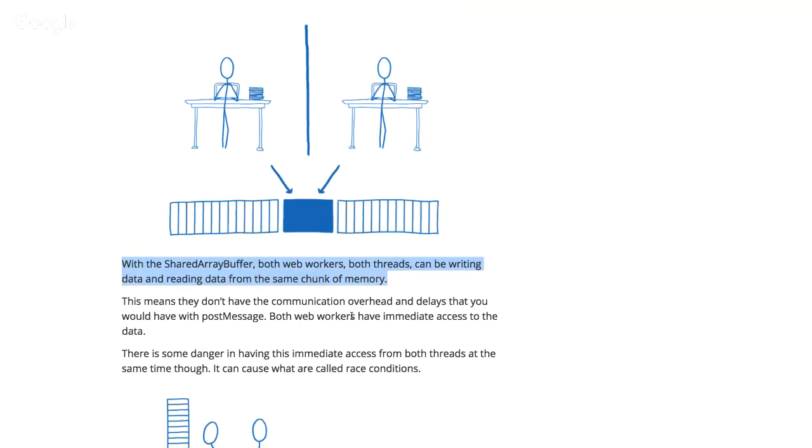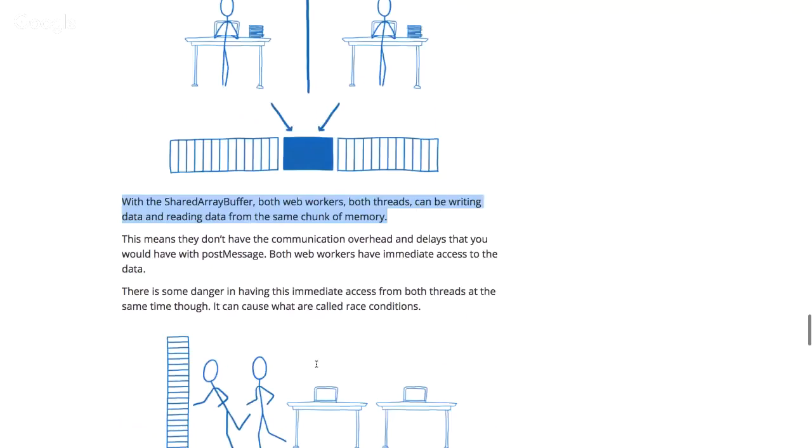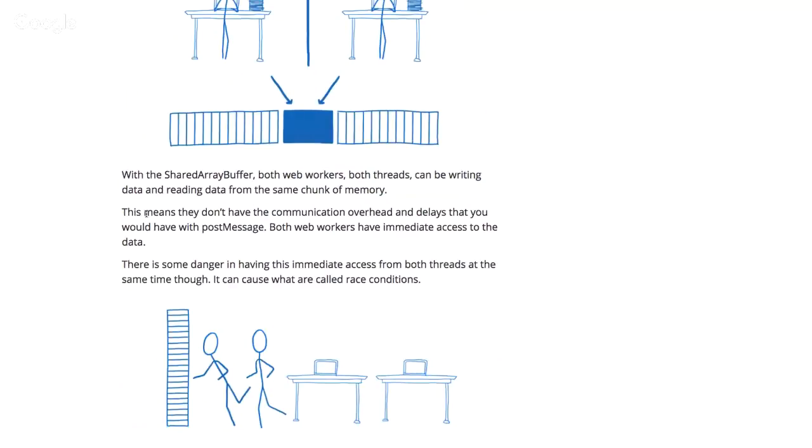So with a shared array buffer, both web workers can be reading and writing data from that same chunk of memory. This means they don't have the communication overhead and delays that you would have with post message. Post message, as we talked about earlier, has to serialize, then on the other side it has to deserialize, and then store it in memory. So there is a lot of overhead. With a shared array buffer, it doesn't have that overhead. Both web workers have immediate access to the data.